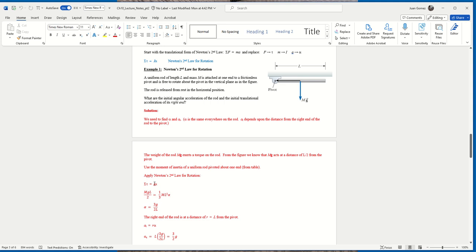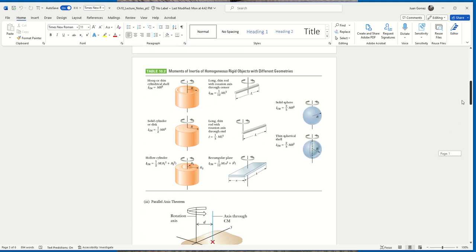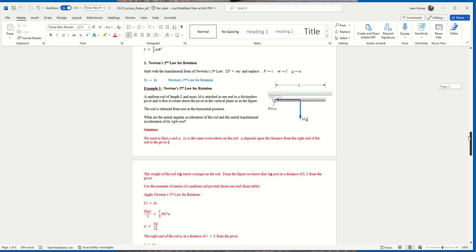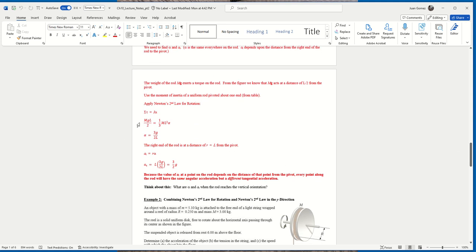Now remember, I alpha. I is the moment of inertia of a uniform rod pivoted about one end. If you're not sure, check the table right here: uniform rod pivoted about one end, the moment of inertia is 1/3 mL squared. So the sum of the torques equals I alpha. So mgL over 2, that's the torque, equals I, which is 1/3 mL squared, times alpha. That's Newton's second law for rotation. Now solve for alpha. The m's cancel, and you get alpha equals 3g over 2L.